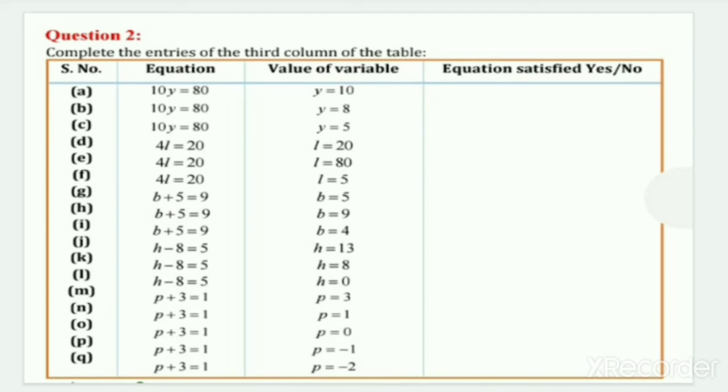Now moving to question number 2, we have to complete the entries of the third column of the table. It is given that the equation we have is 10y is equal to 80, and what is the variable here? The variable is y here, and the value of the variable is given to us, that is y is equal to 10, right?